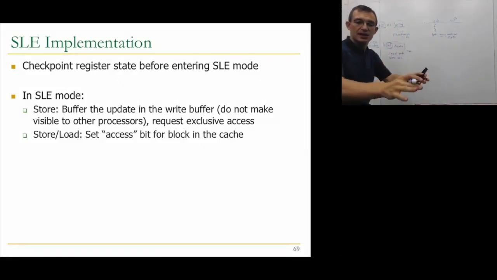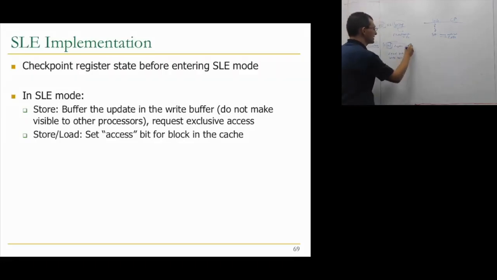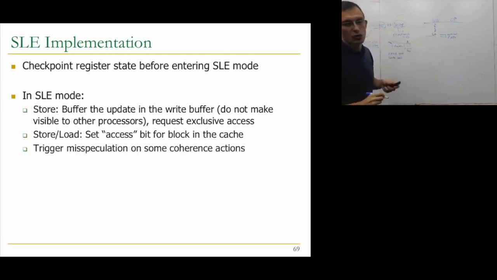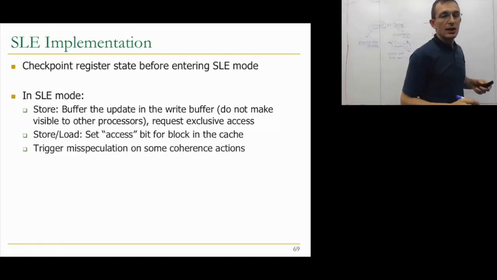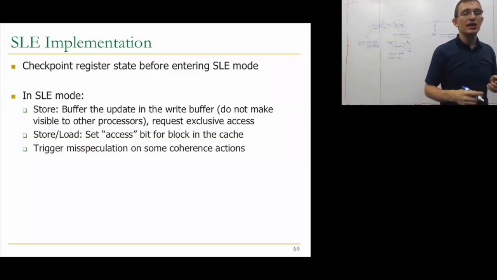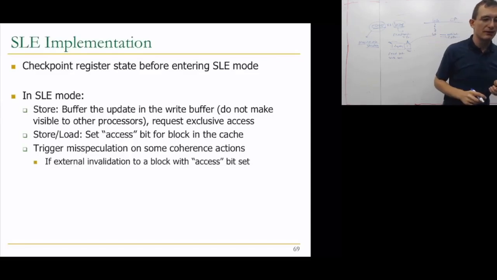In this case, the paper talks about access bits. Basically, you have one bit called the access bit, not the read-write bits. You could have read-write bits, but this access bit is set whenever you do a store to a cache line or a load, right? And the system triggers misspeculation on some coherence actions. What are those actions? This is very similar to what we've discussed earlier.